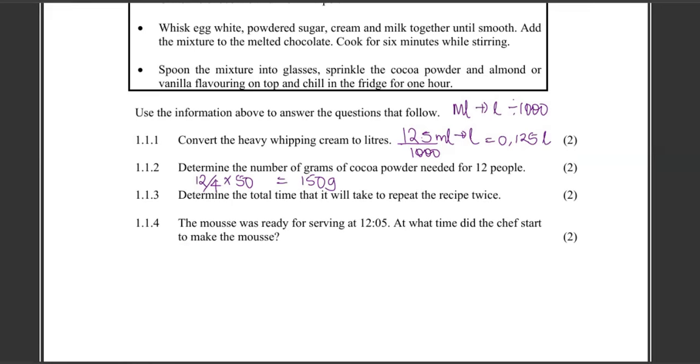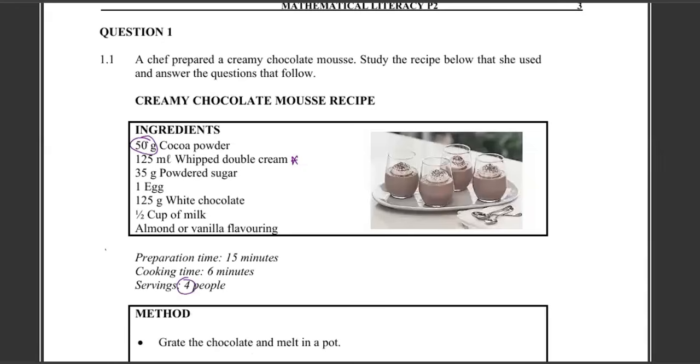Determine the total time it will take to repeat the recipe twice. When you come here, preparation time is 15 minutes plus 6. So we are saying this is 21 minutes. But if they say twice, what shall we do? We shall multiply by 2. The answer becomes 42 minutes.